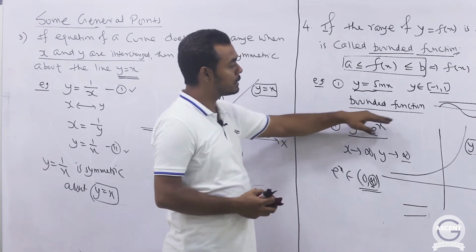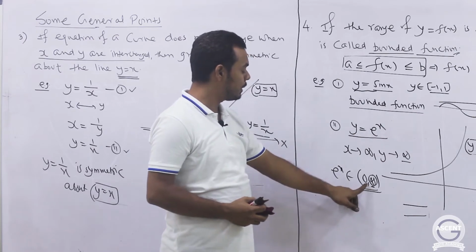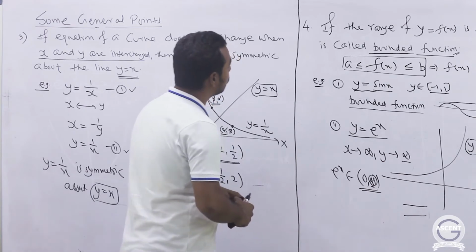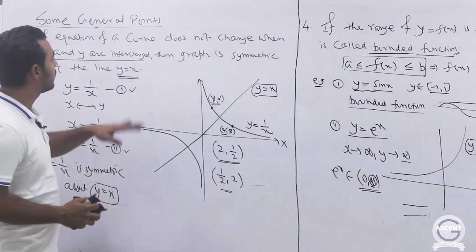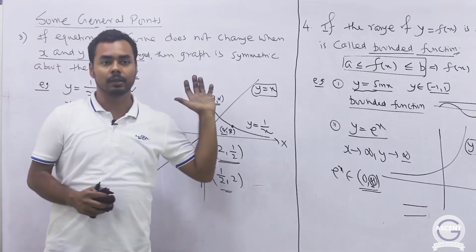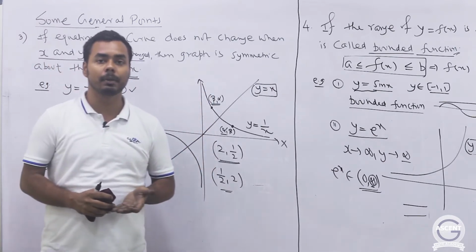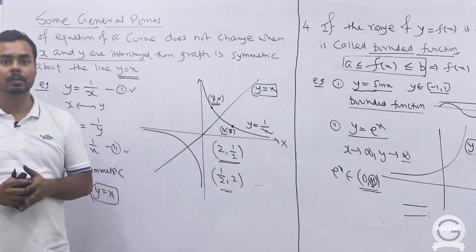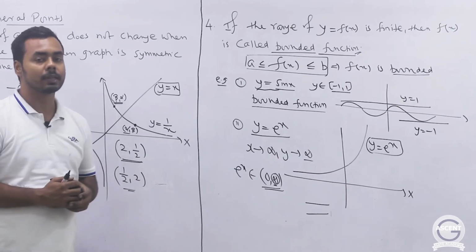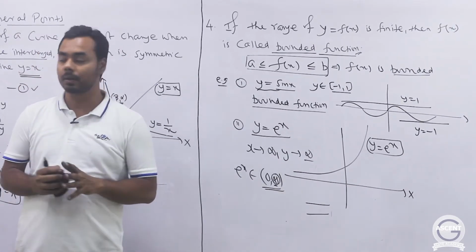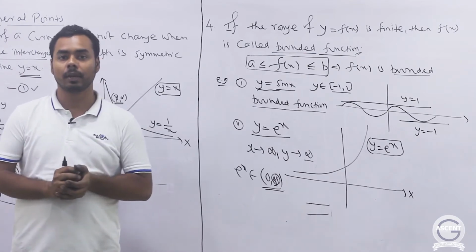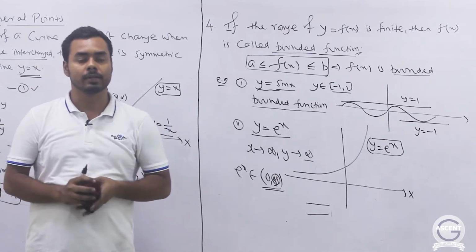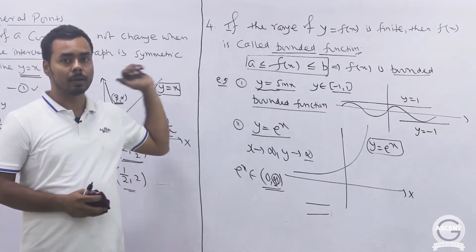In simple terms, bounded means the range of y is finite, unbounded means you are getting either plus infinity or minus infinity or both infinities. So these were some of the general points related with graphs. We had seen our first three points: if you replace x by minus x and there is no change, it means symmetric about the y axis. If you replace y by minus y and there is no change, it means symmetric about the x axis. If you interchange x and y, that was our third point, and there is no change in the equation of the curve, then it means the curve will be symmetric about the line y equals x. And our last point is related with bounded and unbounded functions.